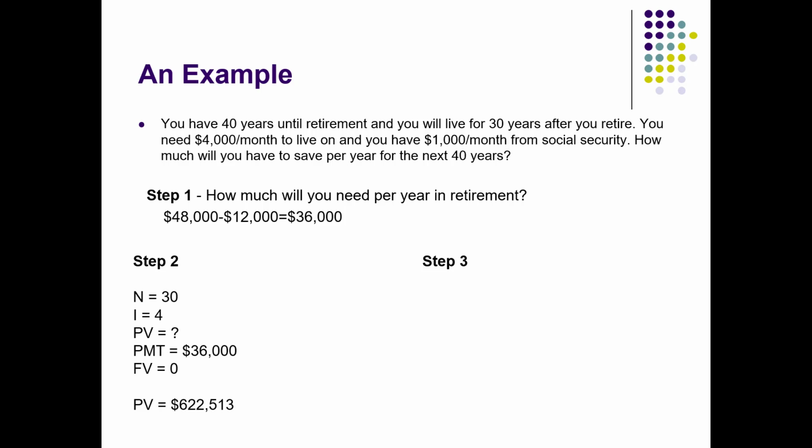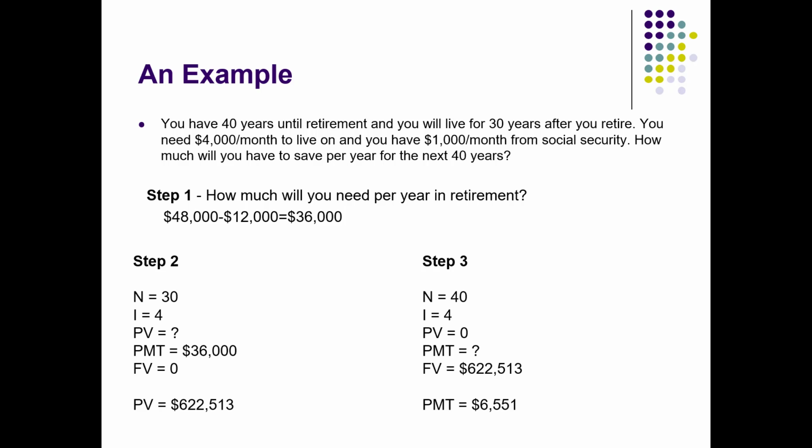Step 3 is to determine how much money you must save while working in order to have $622,513 when you retire. Here we are finding the payment of a future value of an annuity problem. N is 40. That's the number of years you are working. I equals 4%. Present value is 0. We are trying to find the payment. Future value is $622,513.